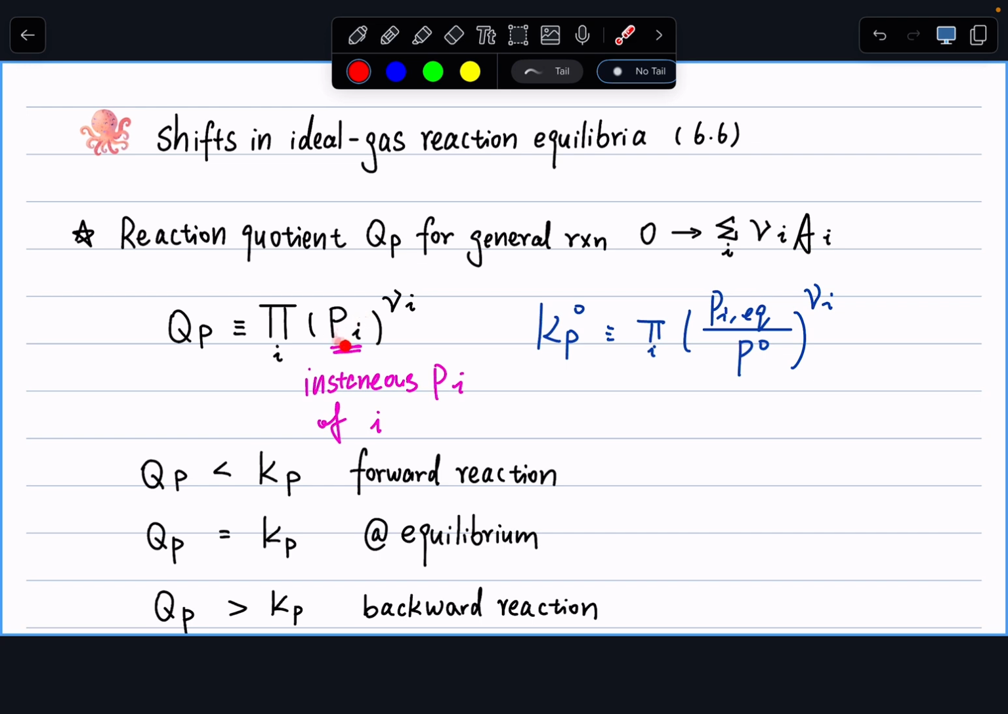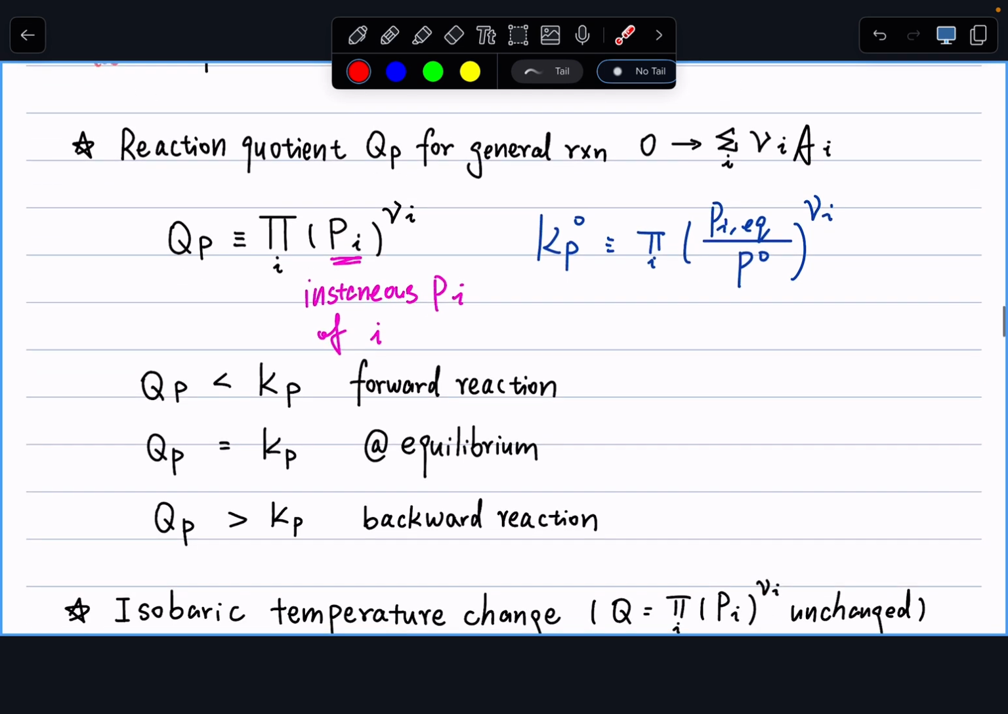And when comparing the reaction quotient with the equilibrium constant, the take-home message or the key here is that whenever your reaction quotient is smaller than your equilibrium constant, we're expecting a forward reaction. When they're equal, we're expecting them at equilibrium, so no change. When your reaction quotient is larger than the equilibrium constant, we're expecting a backward reaction. So these are the fundamentals.